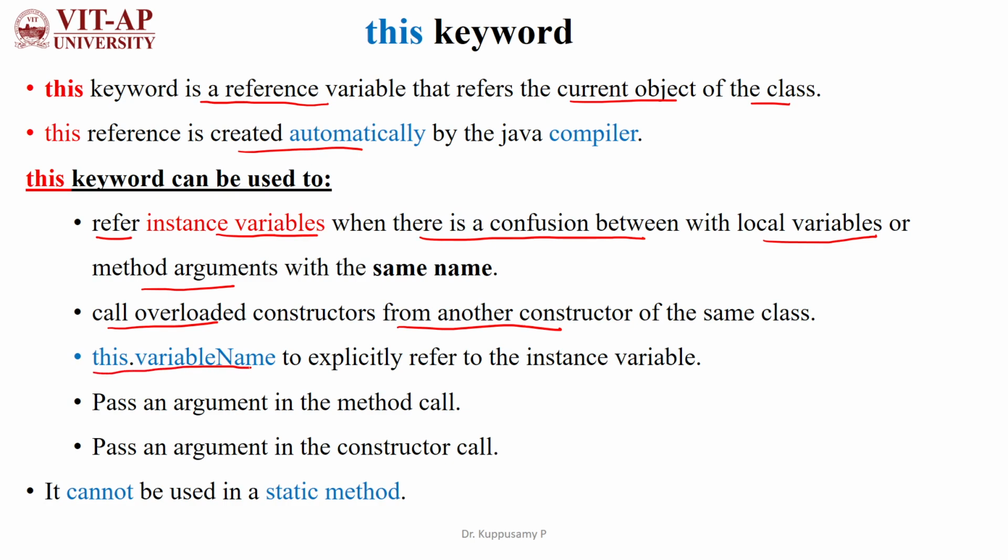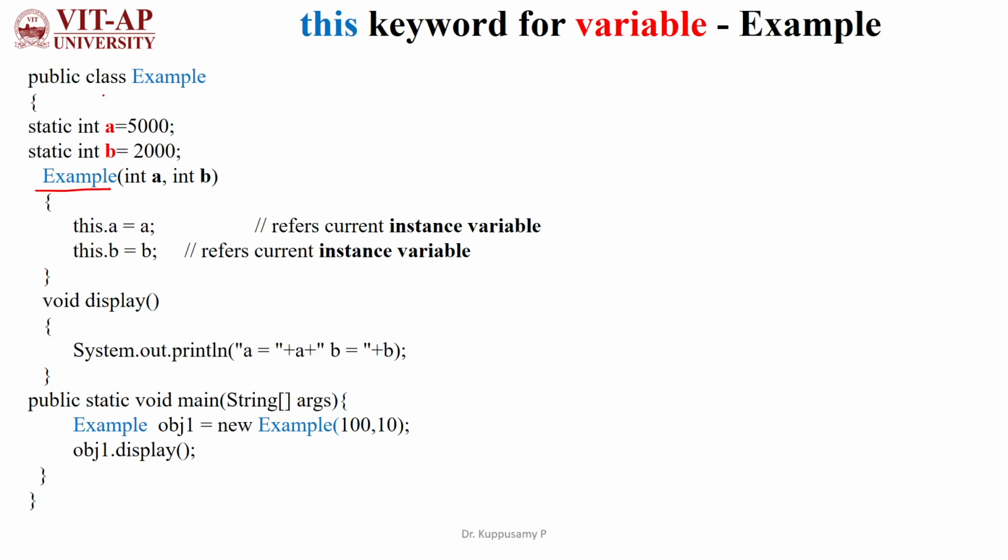this.variableName is used to refer explicitly to the instance variable. It is also used to pass an argument in a method call, and to pass an argument in a constructor call. And one more important thing: the this keyword cannot be used in a static method. Here are examples given for the this keyword used with a variable.